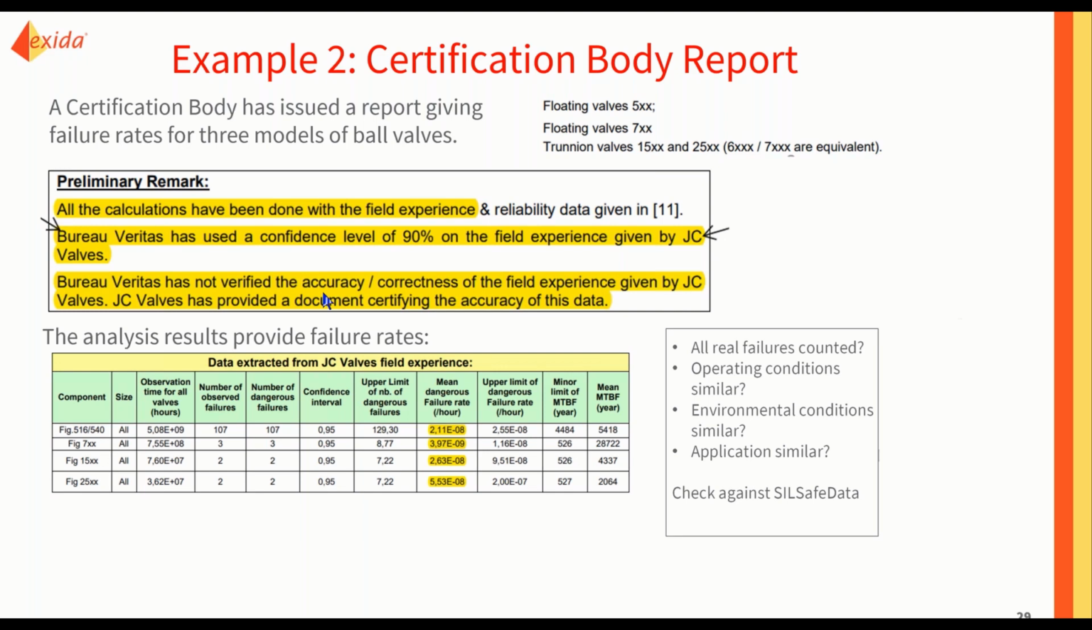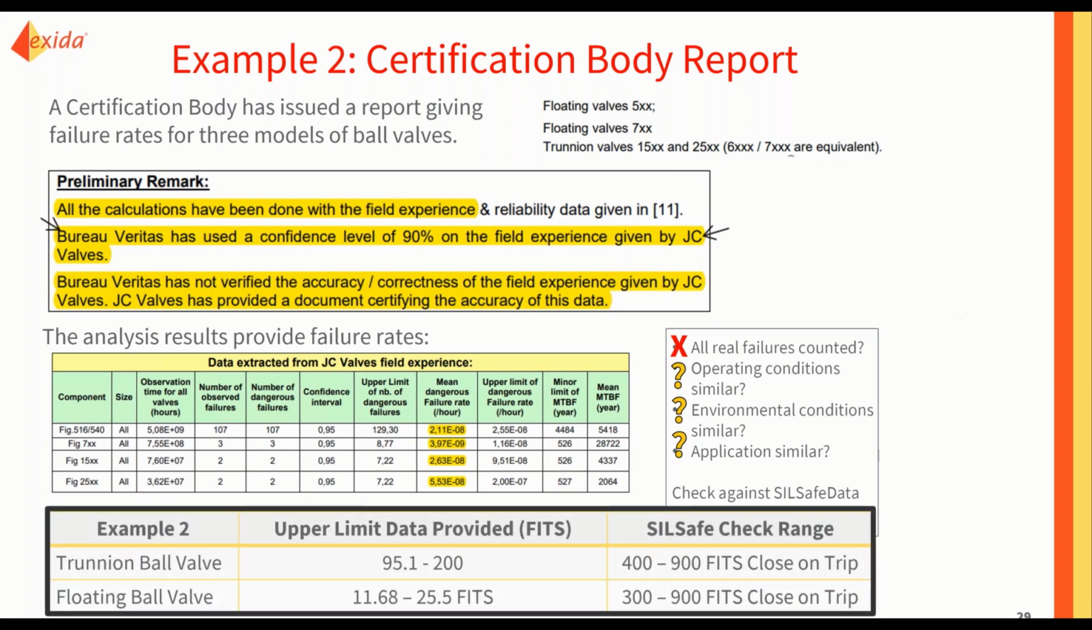CB has not verified the accuracy or the correctness of the field experience provided by the manufacturer. The manufacturer provided a document saying it's accurate, but we don't know what the assumptions are. We don't know if data censoring was used. In fact, it looks very much like all real failures were not counted. We don't really know much about different operating conditions. We don't know whether the numbers are applied to close to trip or open to trip. We don't know whether it applies to a severe service environment or clean service. And we just don't know if the application requires tight shutoff or not. None of that information is provided.